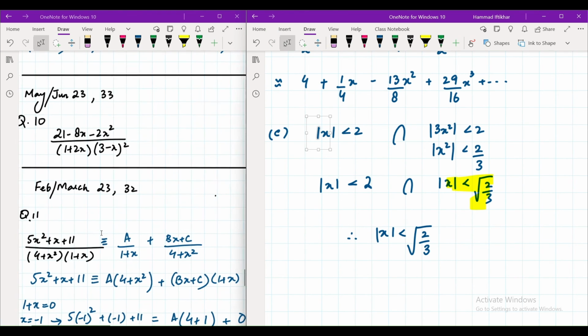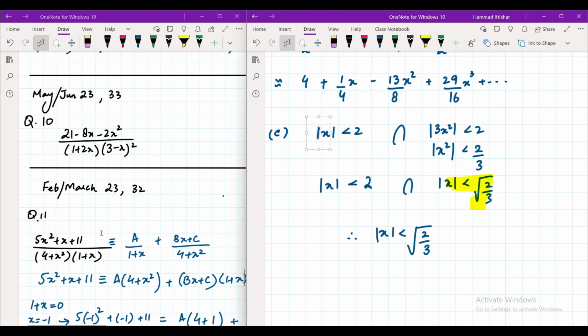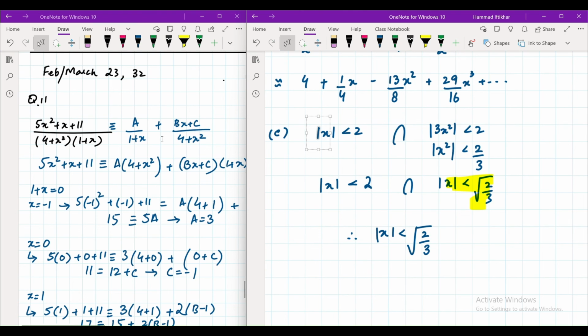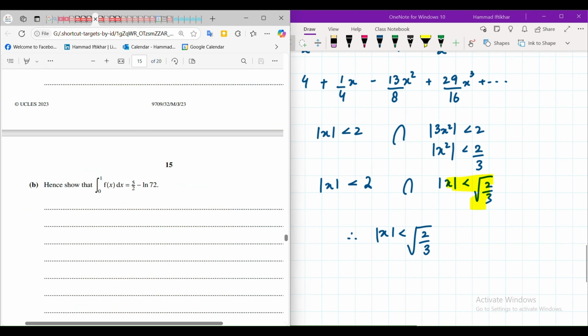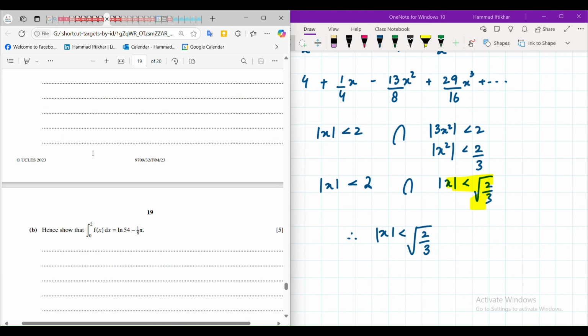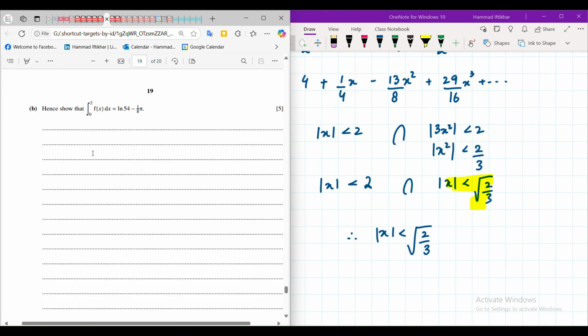The next one was May, June. We skipped that one because it was a same repeated factors case. Okay. Now on to the February-March 2023 32. Let's see that one. Express f of x in partial fractions, and that's also the integration question.